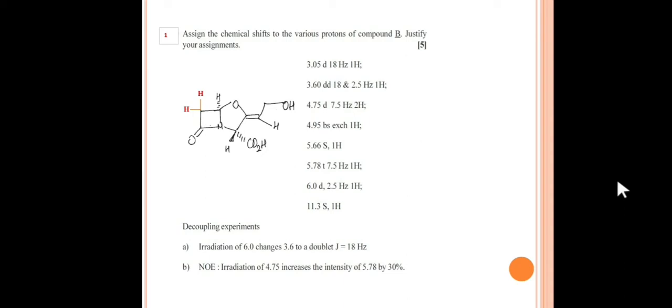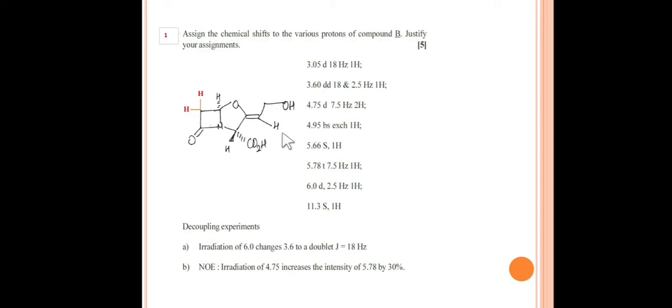Now in the examination, the problem is like: assign the chemical shift to the various protons of compound XYZ, that is this compound. If we want to solve this kind of problem, don't take it as a problem, take it as a puzzle. You cannot solve this with a hard and fast method. You go easy with this problem. Solve or assign the protons which are easily identified. So you can easily identify the COOH as well as the OH proton.